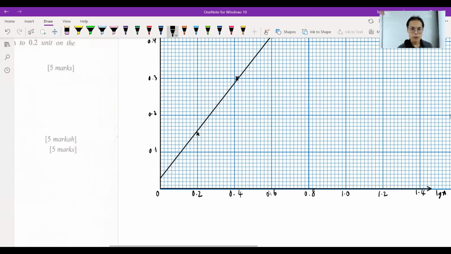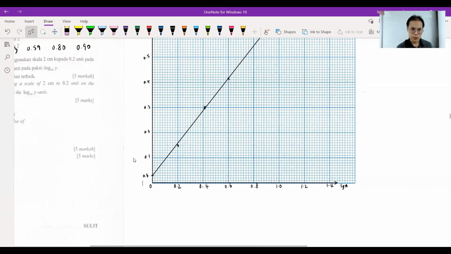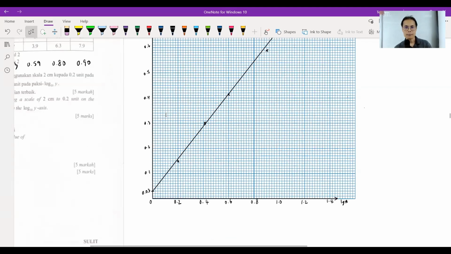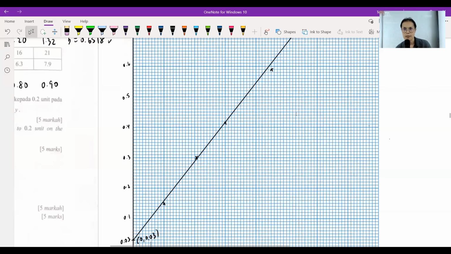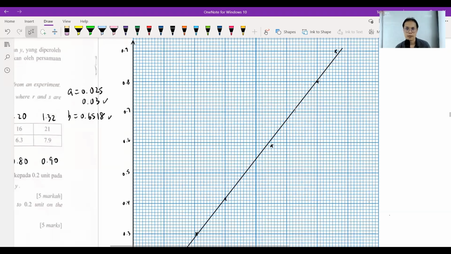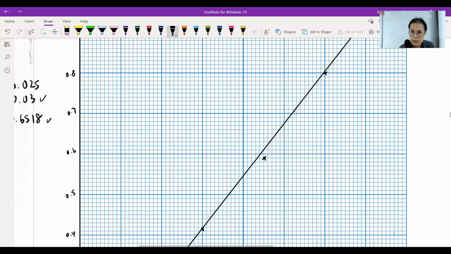Okay, now my gradient is 0.65. My y-intercept is 0.03, or you can even use 0.025. Okay, to find the gradient, I need to take 2 points from the graph. For me, I'll always take horizontal 5 boxes, because any number divided by 5 is a nice number. So of course, this is the first point, 0 and 0.03. Second point, maybe you count 5 boxes.